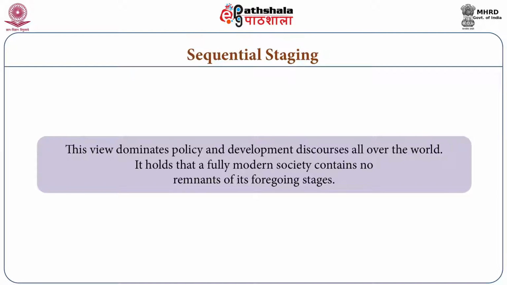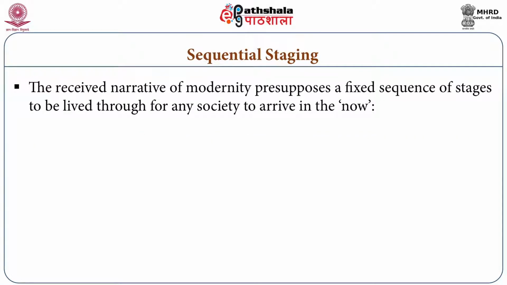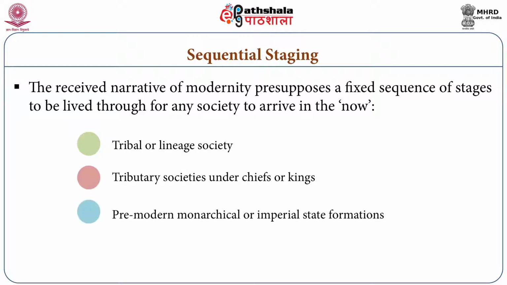This view actually dominates policy and development discourses all over the world. It's also quite prominent in political philosophy, as much as particular legal theorists or political theorists deny that they adhere to it. It holds that a fully modern society contains no remnants of its foregoing stages. So you might remember this from Hegel's philosophy of history or Marx's representation of history. That is, it is a received narrative of progress in modernity, a fixed sequence of stages to be lived through by any society or culture in order to arrive into the now of modernity. The kind of stages we're talking about are tribal or lineage societies, tributary societies under chiefs or kings, and then as we progress forward, pre-modern monarchical or imperial state formations, until finally we reach the early modern state.